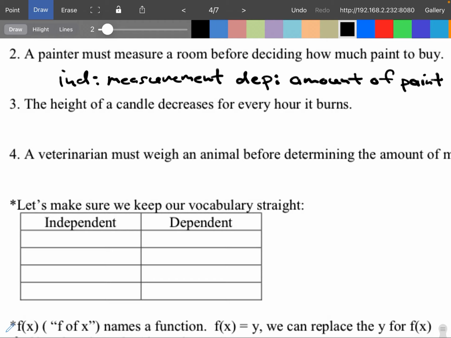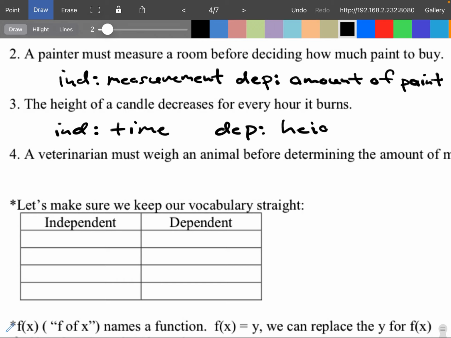All right, and then the next one, it says the height of a candle decreases for every hour it burns. So would the height depend on the time, or would the time depend on the height? The height would depend on the time. Yep, good. The height would depend on the time.